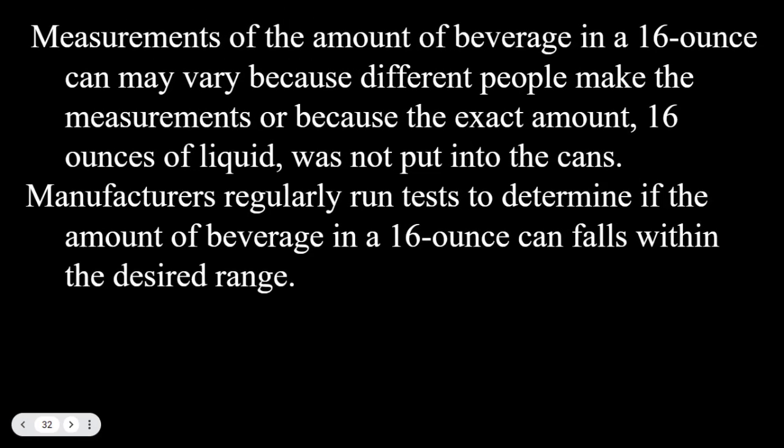So measurements of the amount of beverage in a 16-ounce can may vary because different people took the measurements, or because the exact amount, 16 ounces of the liquid, was not put into the cans, and that's that idea of variation. They're not all going to be exactly the same. Manufacturers do regularly run tests to determine if the amount of beverage in a 16-ounce can falls within the desired range, and we already talked about why that's important. You don't want to have too much in those cans, or you're going to lose money if you're a company, and you don't want to have too little, because then you're going to lose customers. They're not happy, and you're going to lose money also. So they're trying to keep it as accurate as possible.